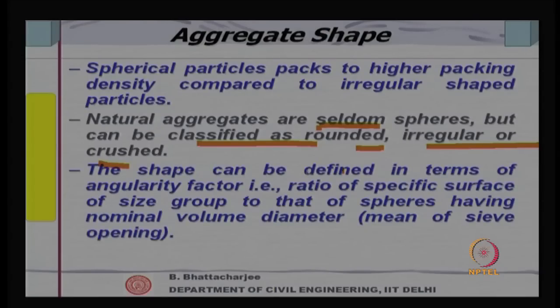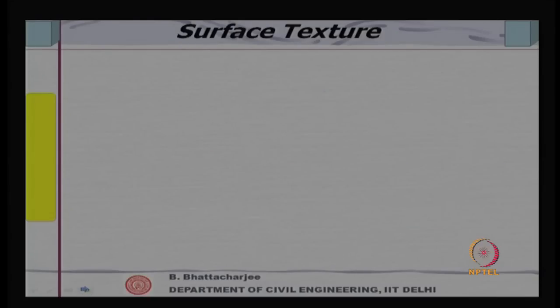The shape can be defined in terms of angularity factor, that is the ratio of specific surface of the size group to that of spheres having minimal volume diameter, that is the mean of sieve opening. Let us see what this is.